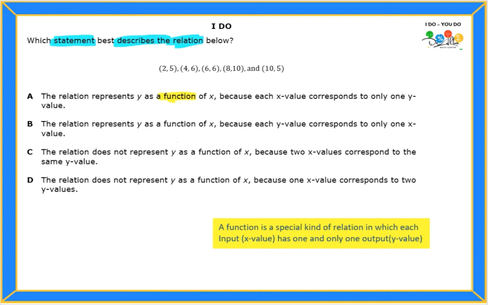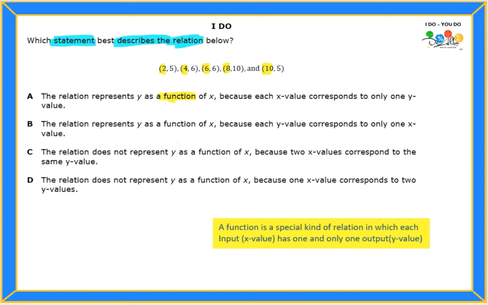So if we are not sure about the definitions, I got something here for us to use. It says, a function is a special kind of relation in which each input, x value, has one and only one output, y value. Okay, so let's look at the relation that is given to us. In that relation, I am going to pay attention to the x values, because remember, that's what it said here. So let me go ahead and highlight the x values.